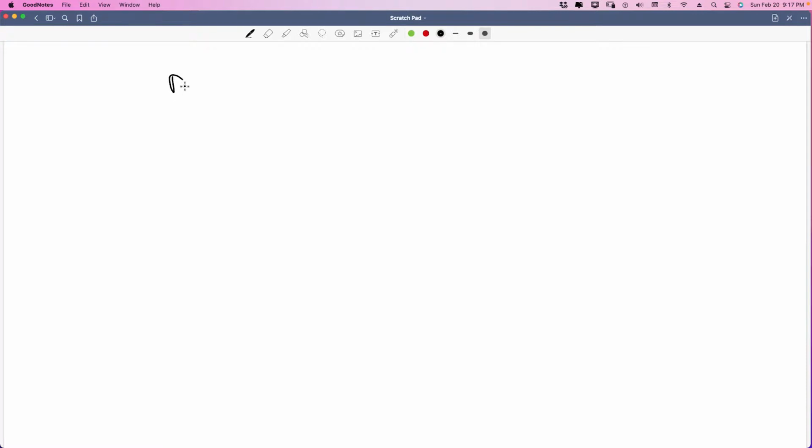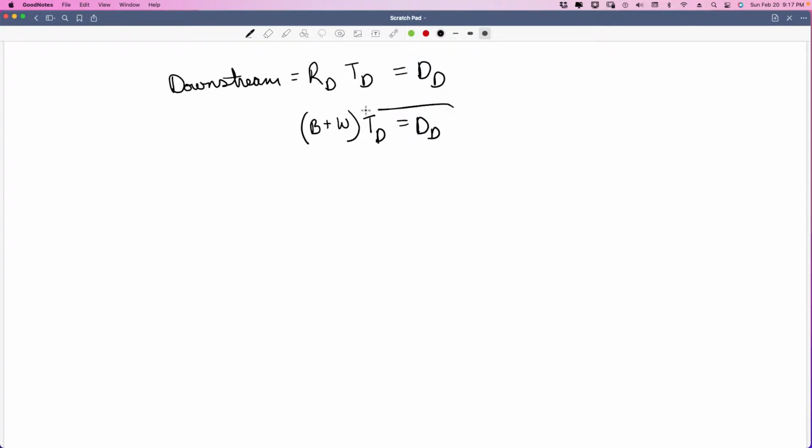So a downstream problem will look like this. We can already guess that the rate downstream times the time downstream is going to give us the distance downstream. But for the rate downstream, we have the speed of the boat plus the speed of the water, times the time downstream, which gives us the distance downstream. So this is the formula we're going to look at right here.